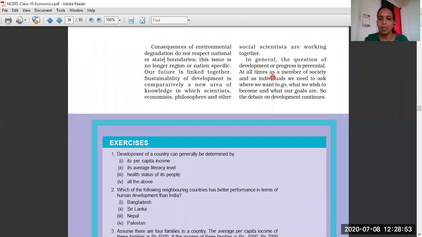At all times, as a member of society and as an individual, we need to ask where we want to go. It is our responsibility. This is the time to think about what our goal is, what development is, how to make development, and how to follow sustainable development.